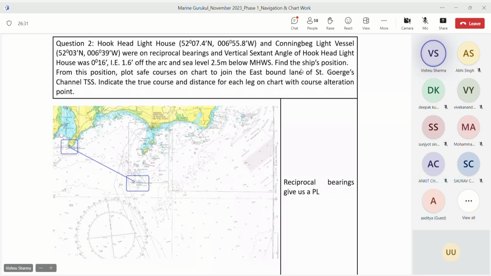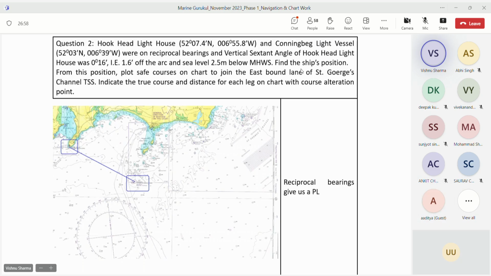Now the next question you'll ask is, what do I do to get PC by vertical angle? We know it's Hook Head, so Hook Head will be the center. We start recalling the formula, which says range in nautical miles is equal to 1.854 into height in meters divided by theta in minutes. So we have to get height in meters and theta in minutes.